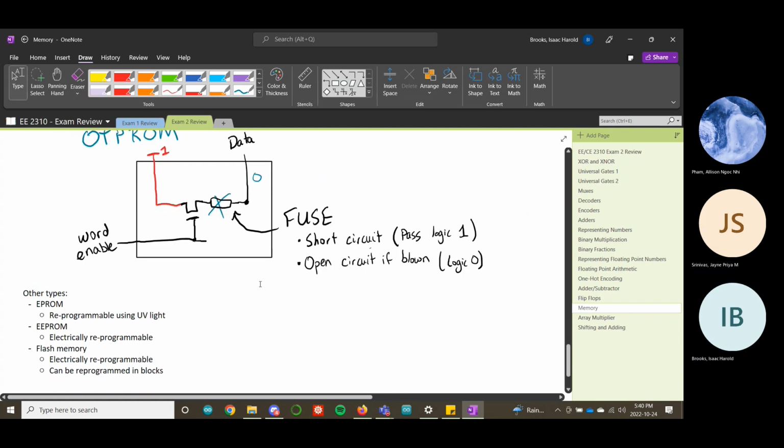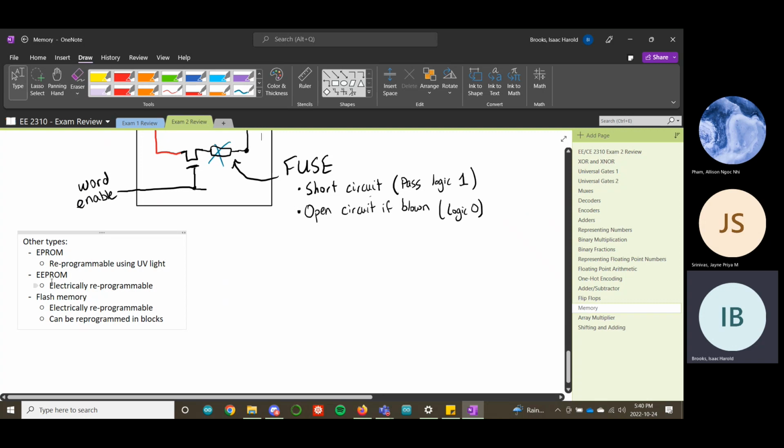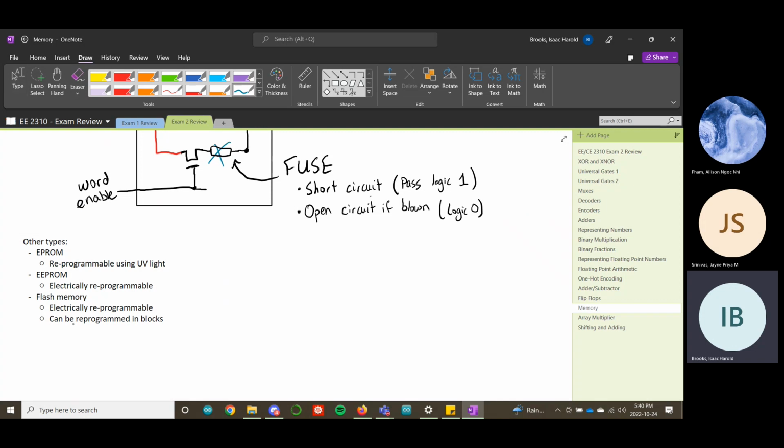There are the other types of ROMs: there's EPROM, EEPROM, and Flash. Make sure you review the differences between these things.